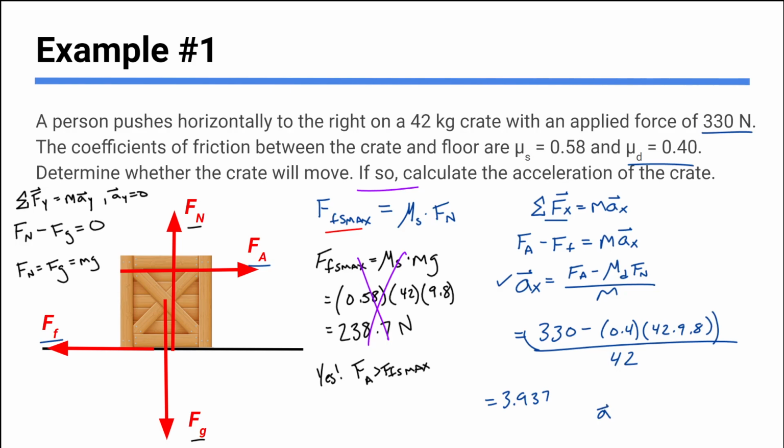And so now to finish it off, sig figs. All of my values have 2 sig figs, so we're going to put our answer to 2 sig figs. So the acceleration of the object is 3.9 meters per second squared. And it is a vector, so I should really say to the right. There we go. All right, so fun.